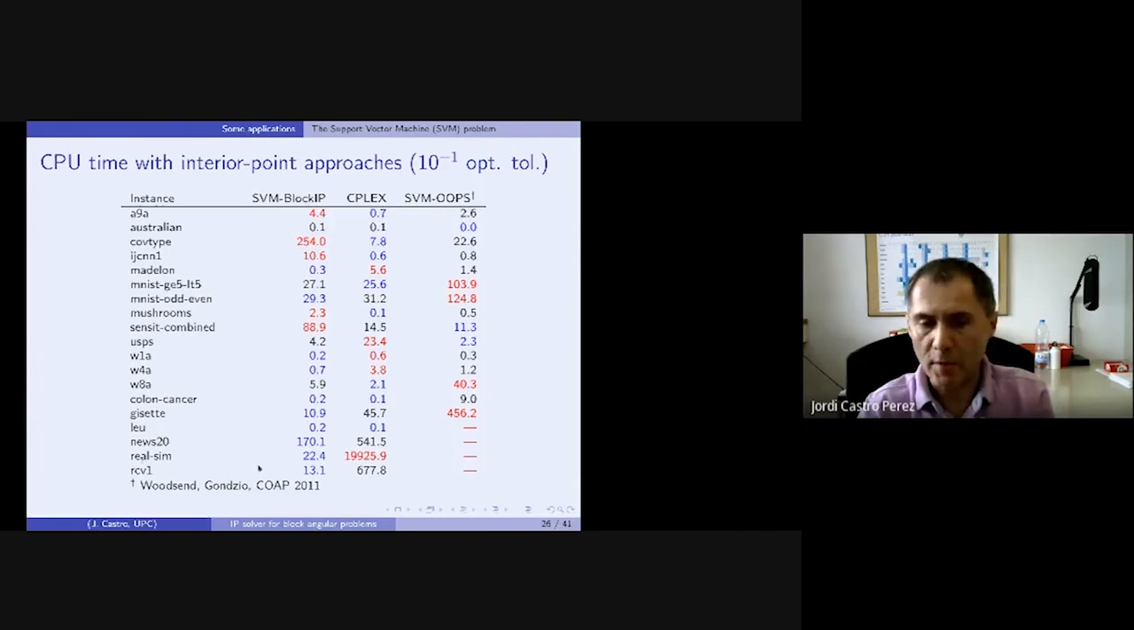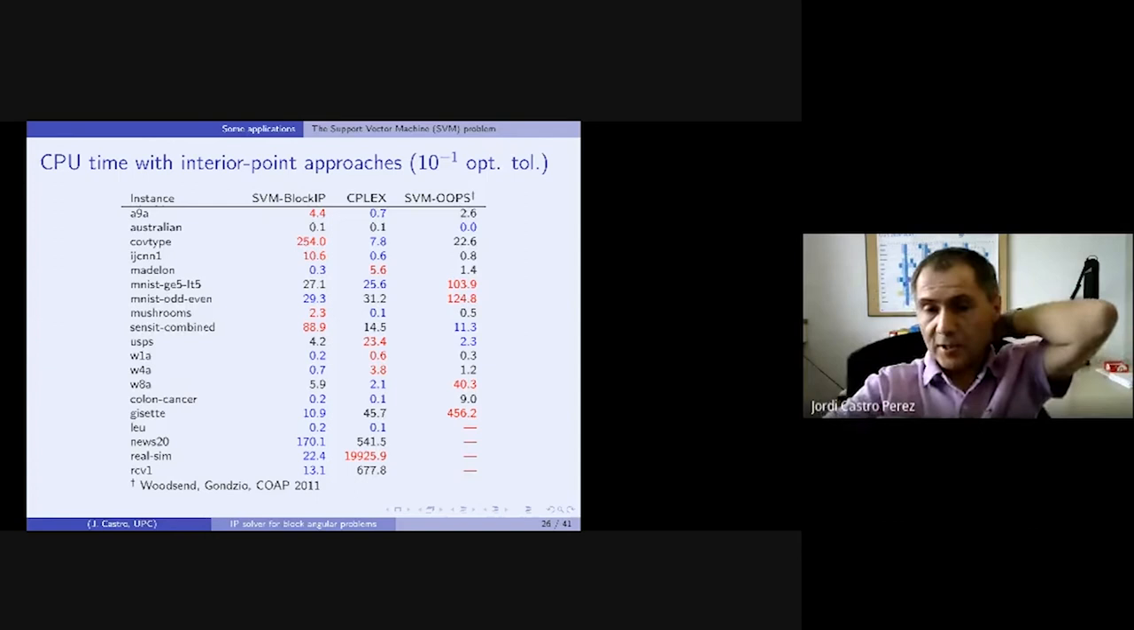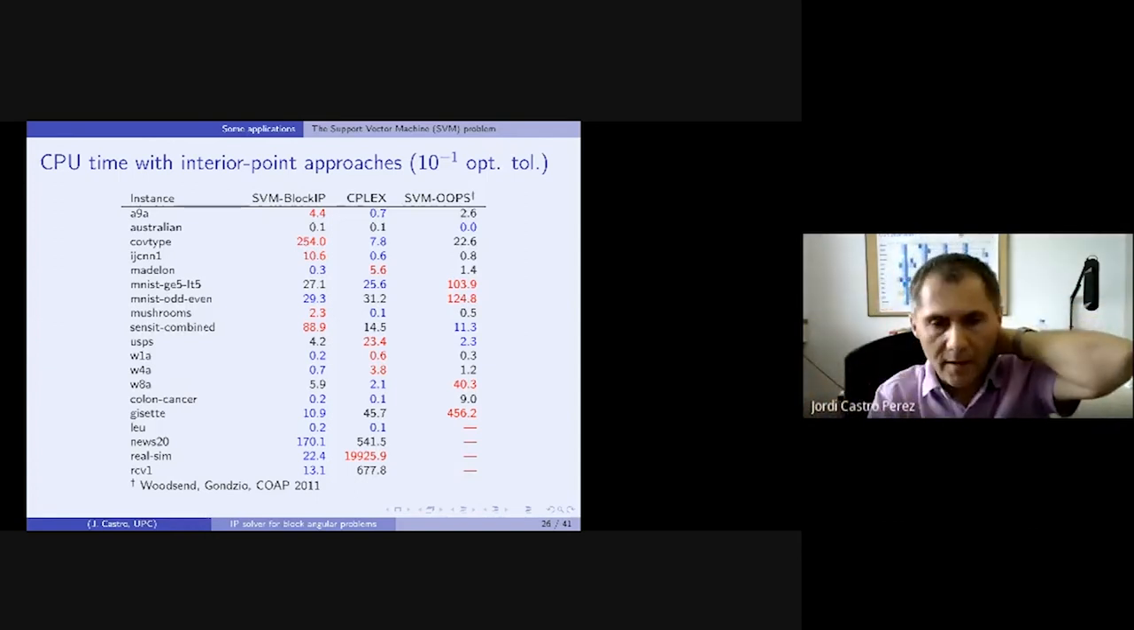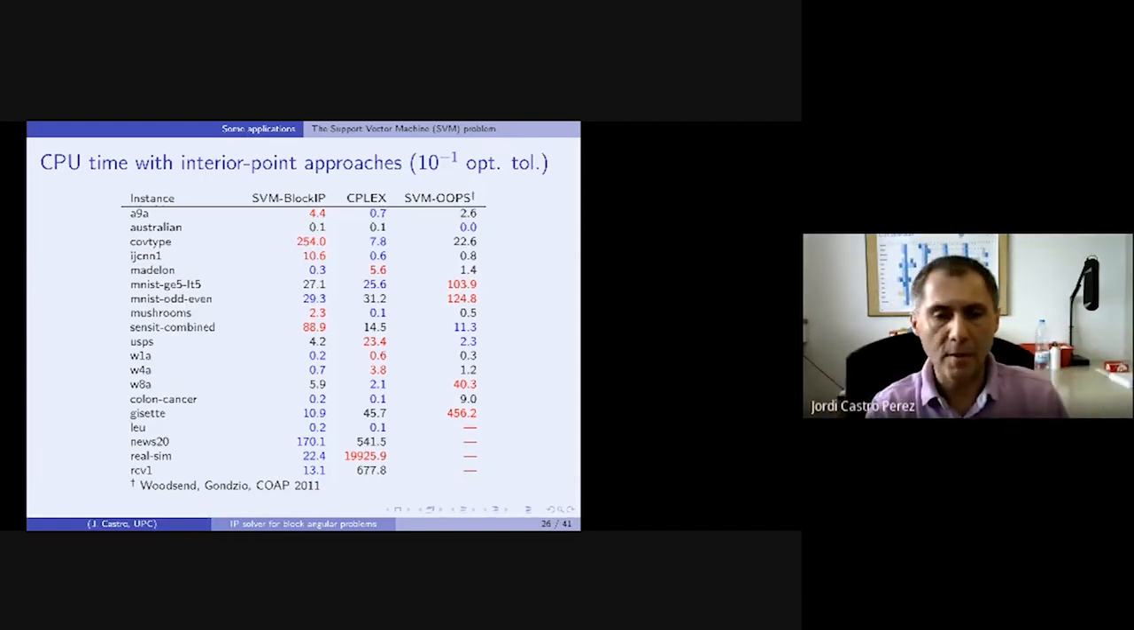For instance, in this problem, we need 22 seconds, Cplex more than 20,000. For this problem, the classification of this database by Reuters, the British news agency, our algorithm took 13 seconds and Cplex 700. Again, these are preliminary results. This is not yet published. I'm working on this paper, and I hope I will submit it very soon to some journal.